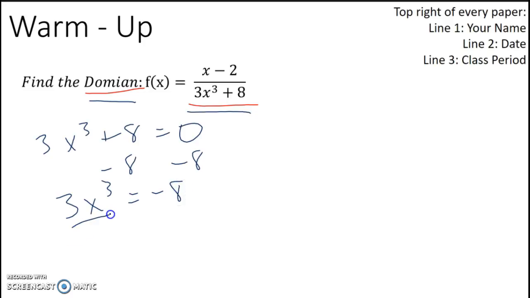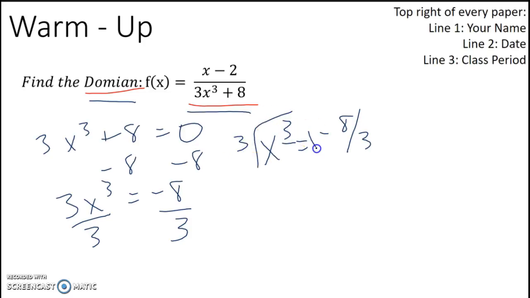Now I divide by 3, divide by 3. Then I have x cubed is equal to negative 8 thirds, right? Negative 8 thirds. Then I take the magical cube root. x is equal to the cube root of negative 8 thirds. And I can have negative cube roots.